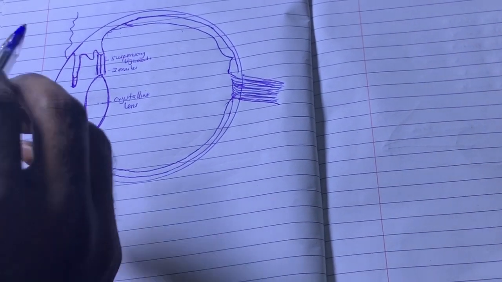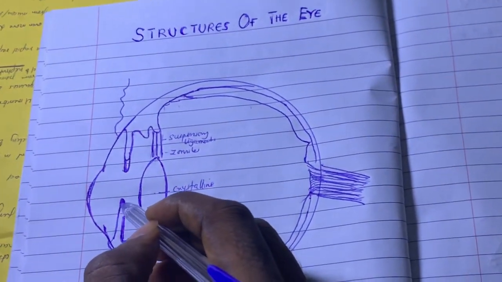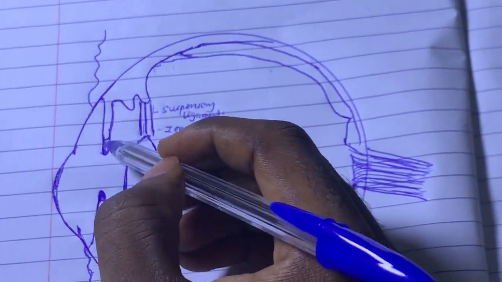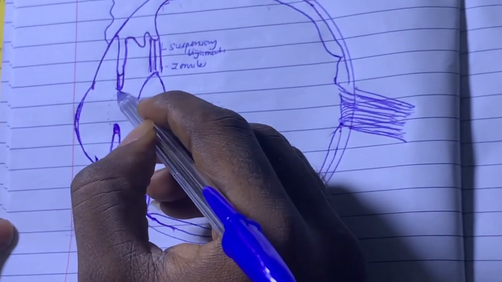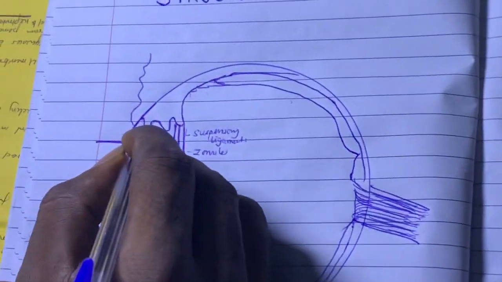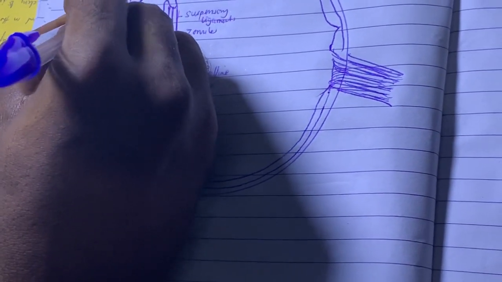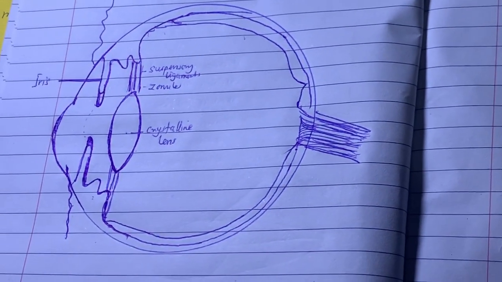So now I'm back at the eye. This structure here is called the iris. The iris is where I'll have the pupil. This very structure is the iris. It regulates the amount of light that passes into the eye.